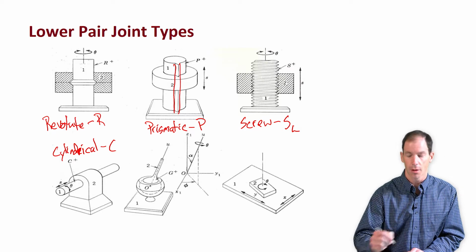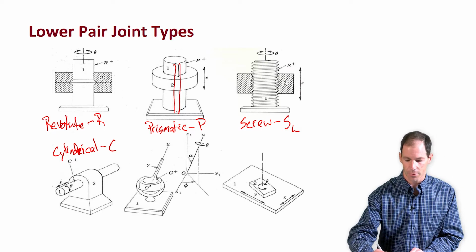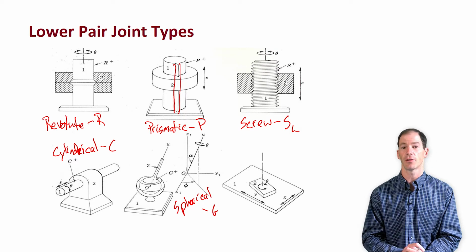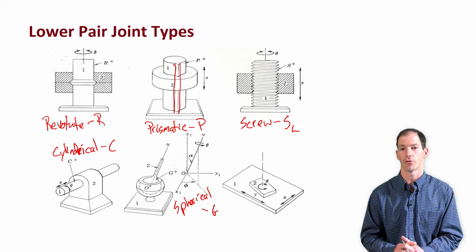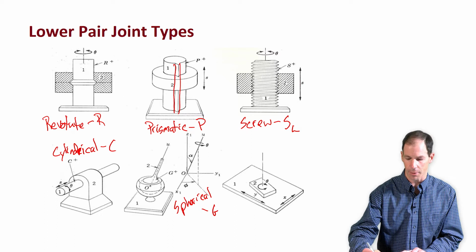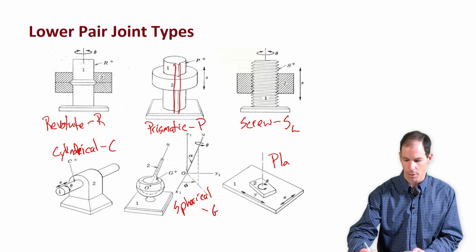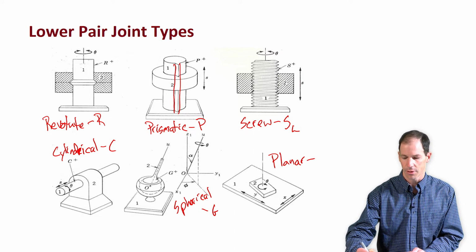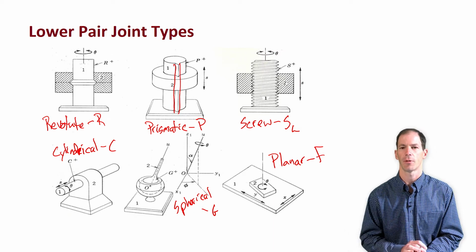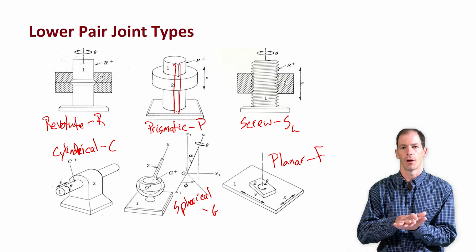That's C. The next one over would be a spherical joint, and believe it or not, we give that a G. The reason that we give it a G is because it's also called a globular joint, so a spherical or a globular joint. And then the last one over on the right here is a planar joint. And this will give an F. You can also think about it as a flat joint, two flat pieces.